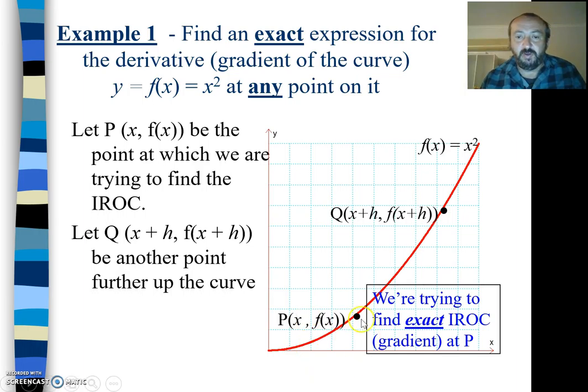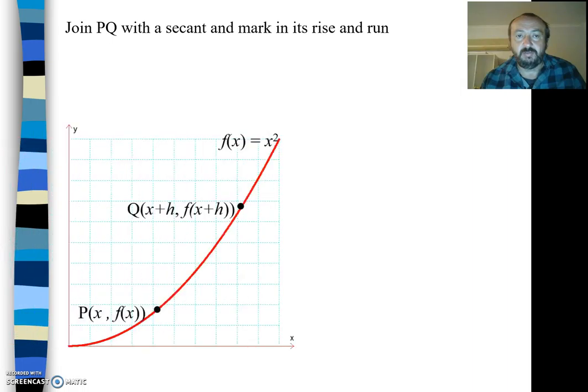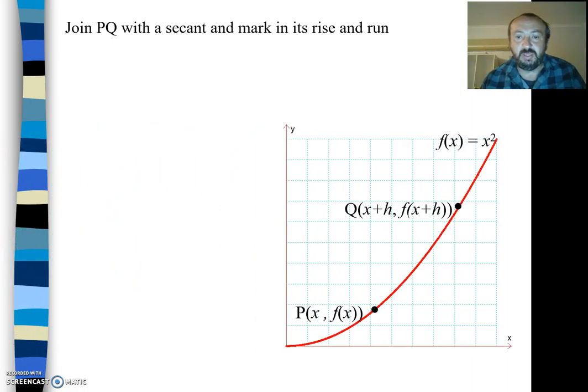So we're trying to find the gradient at this point down here at P. And P can be any point, because it's just a general point x, f of x. Now I'm just going to draw, it says join PQ with a secant, which is that line there. It's not a tangent, it's a secant, because it actually encloses a sector. And that's where it gets the name from.